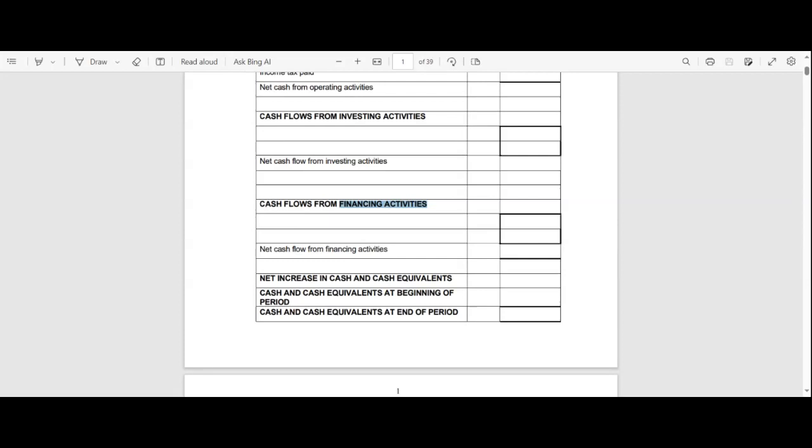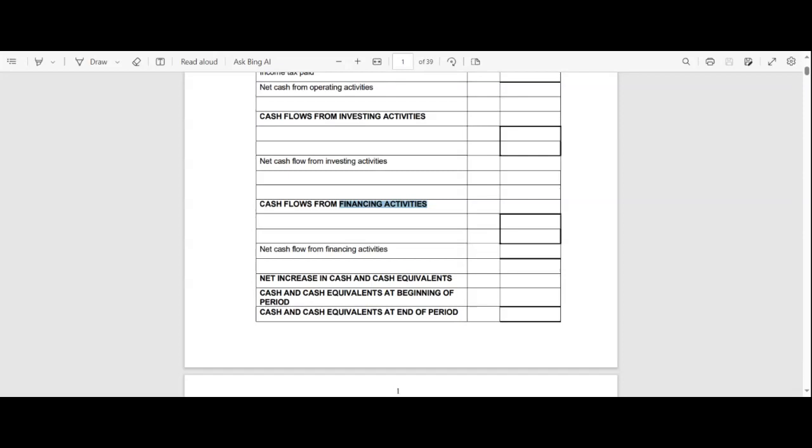A sale and leaseback, yes, Ayana, a lease in general. But leases we are only going to do in financial accounting 3. So you are quite correct, but because we are only discussing leases in financial accounting 3, you won't find it in any of our financial accounting 2 questions.